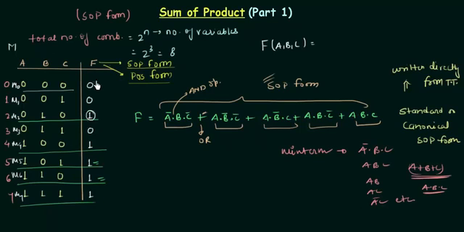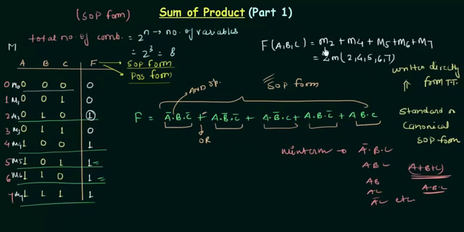So let's see, the function is high for what min terms? The function is high for min term M2, so I will write M2, or it is high for M4, or it is high for M5, M6 and M7. So I will write M5, M6 or M7. So these are the min terms for which your function is high. You can also write it as summation small m 2, 4, 5, 6, 7.